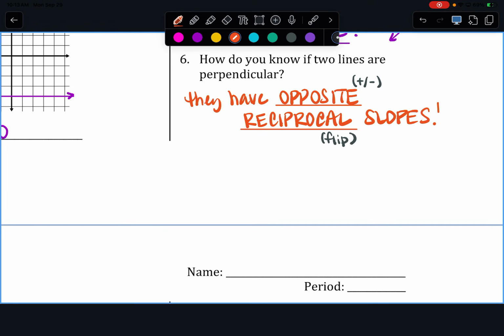So let me just draw a quick little demonstration. If I have an increasing line, let's say he has a slope of 2/3, and I have a line somewhere that is intersecting with him perpendicularly, which means it has to form a right angle. There'd be a right angle box there if I was being very specific. And I know his slope would have to be -3/2, the opposite reciprocal. And that's on you to figure out what that new slope would be.